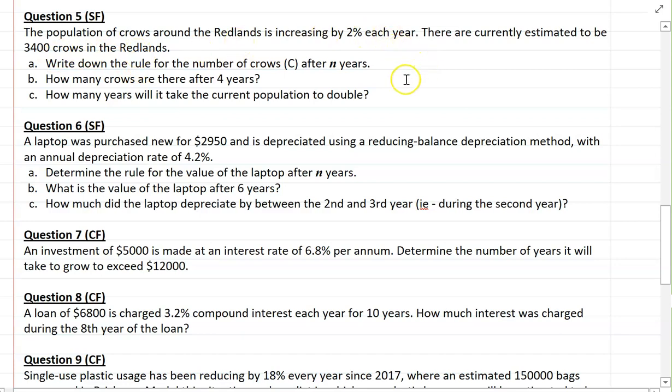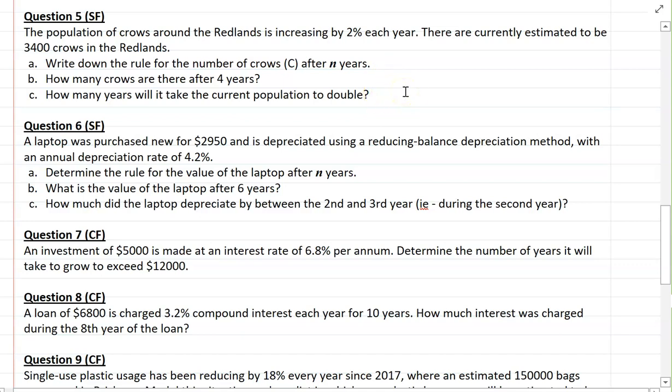So this question looks like we're going to be using our exponential growth formula, which remember is just an application of geometric sequences. Firstly, you have to write down the rule for the number of crows after n years. Figure out how many crows there are after 4 years, so you're going to use that rule, and then work out how many years it will take to double the current population. So you're going to solve for n there.